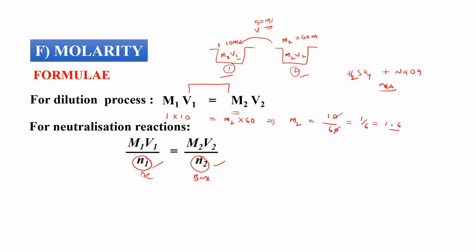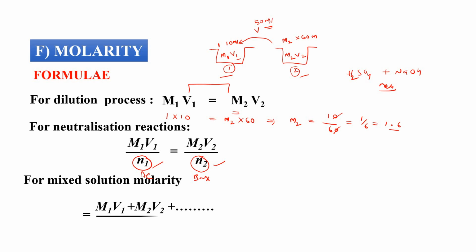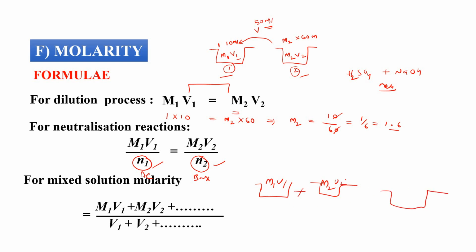Next, for mixed solutions, that means when you take 2 or more solutions, what will be the formula in this? For example, I have taken one solution here and another solution here. So it is having M1 V1, and it is having M2 V2. Now these I'm mixing here, so we get a new solution. When I mix these two, I will get a new solution, isn't it? For this, how do we calculate the molarity? Now you take this formula, M1 V1 plus M2 V2 by V1 plus V2.